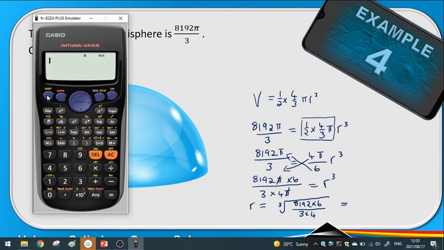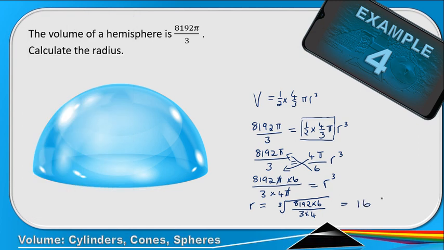So you're going to say shift the cube root, and we're going to have 8192 times 6 over 3 times 4, or just 12, and that's 16. And our units, they haven't given us units, so you can just say units.